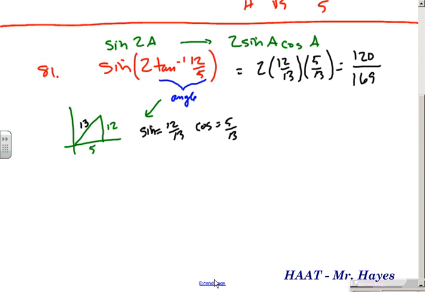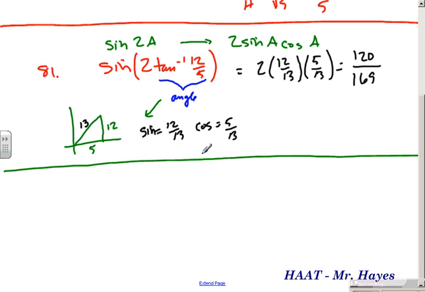And you're going to do something similar for problems. Obviously, press pause if you need to. You're going to do something similar for a problem like number 90. Only thing with number 90 is that you've got 2 triangles to worry about because we've got 2 different angles. 90 says, what's the cosine of the inverse sine of 3/5 plus the inverse cosine of 5/13?